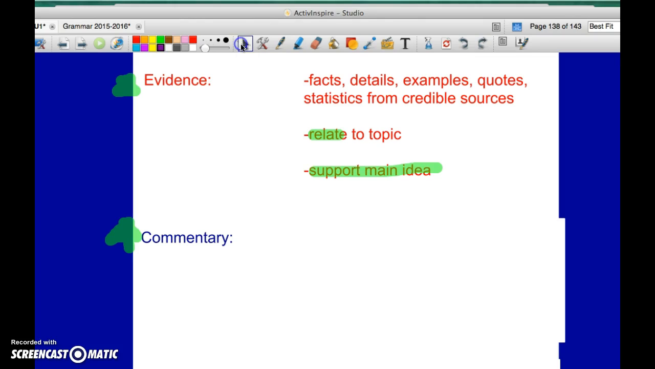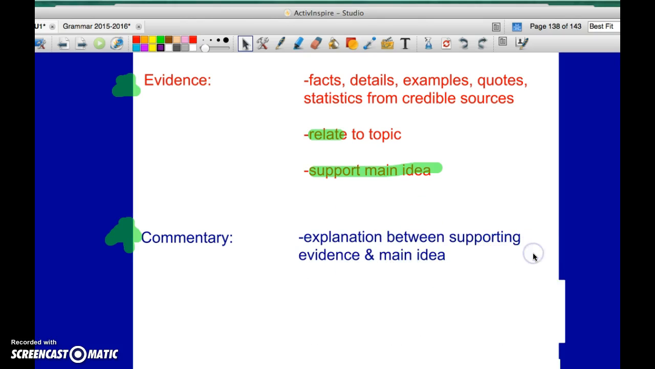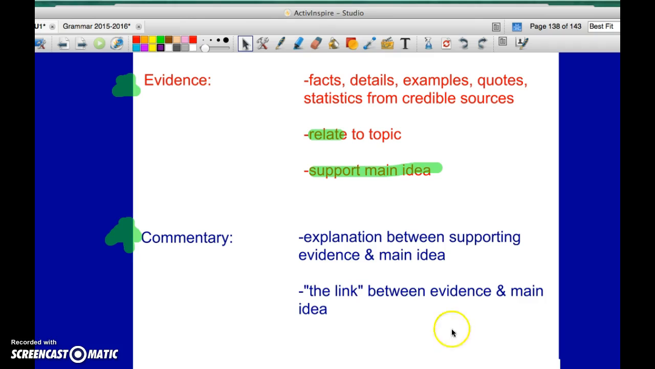So with evidence, we also have what's called commentary. And commentary is the explanation between the main idea and the supporting evidence. So it's kind of like the glue that really clarifies how these two pieces are connected. Another way to explain it is it's like the link. It's like the link in the chain between your evidence, your facts and details and examples, and your main idea.